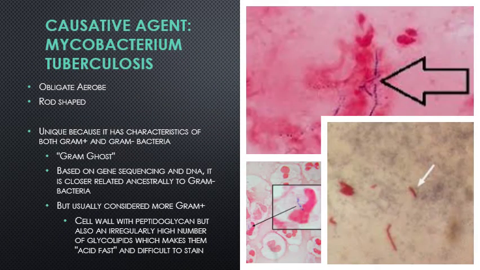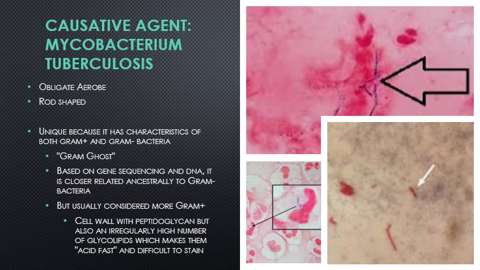So the causative agent for tuberculosis is the bacteria Mycobacterium tuberculosis. Some characteristics of that would be that it's an obligate aerobe and rod-shaped. Something that's kind of unique to Mycobacterium tuberculosis is that it is considered both gram-positive and gram-negative within the scientific community. It's kind of debated due to different qualities about it.